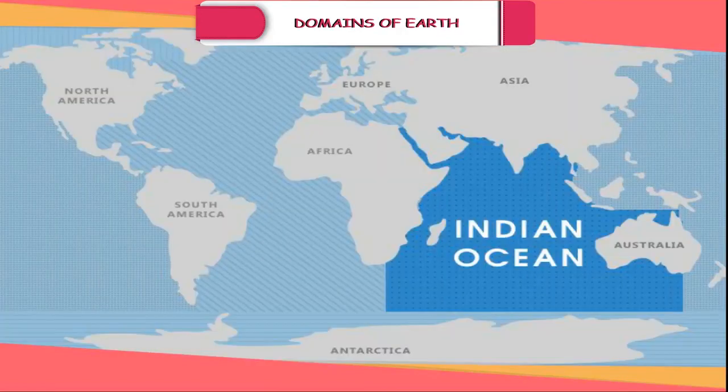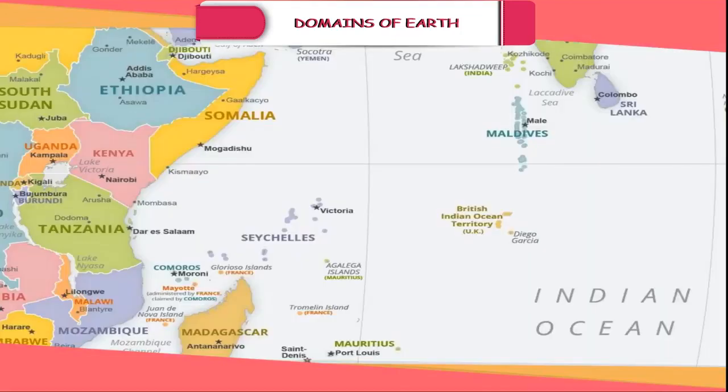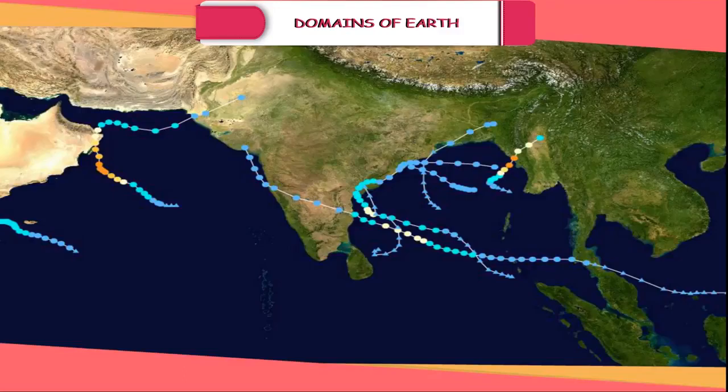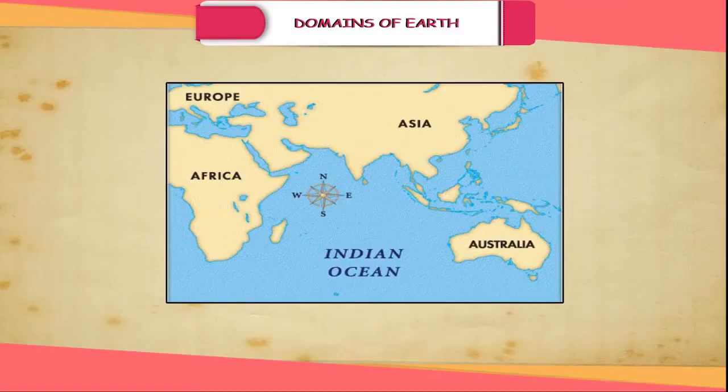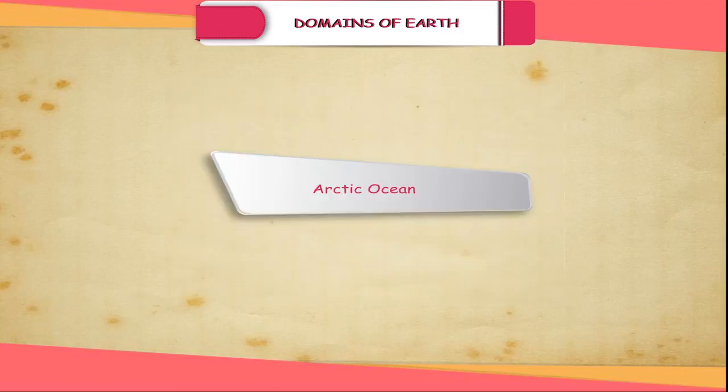Indian Ocean. It is the only ocean named after a country, that is India. The shape of the ocean is almost triangular. In the north, it is bounded by Asia, in the west by Africa, and in the east by Australia.